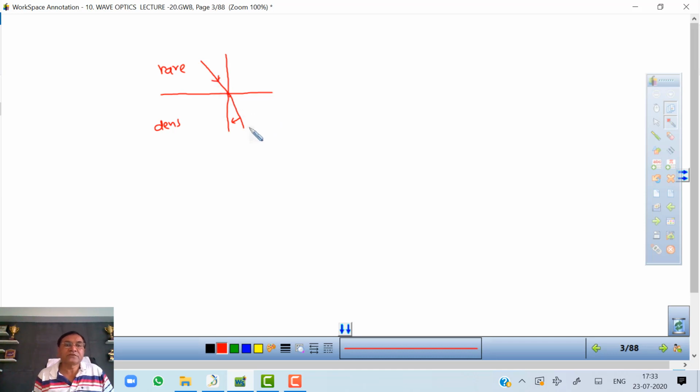So in corpuscular theory, it was believed that when it bends here, the velocity here I say v2, and here the velocity I say v1. According to corpuscular theory, v2 is greater than v1. And it was supported by Newton also. v2 is greater than v1.